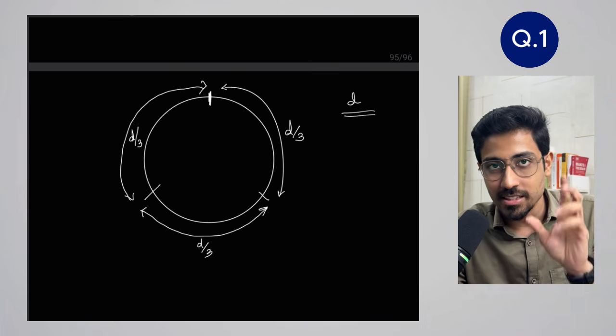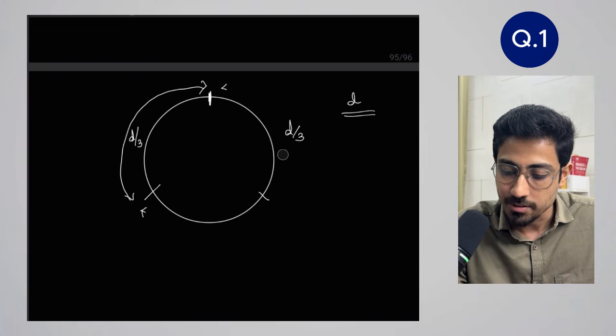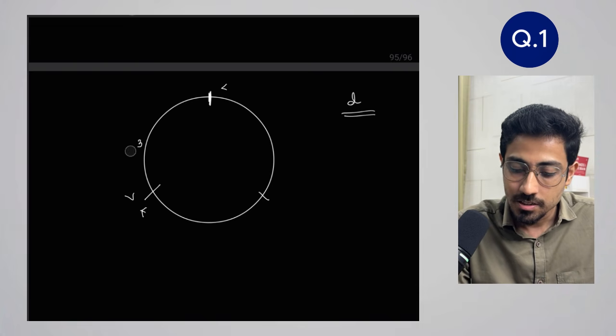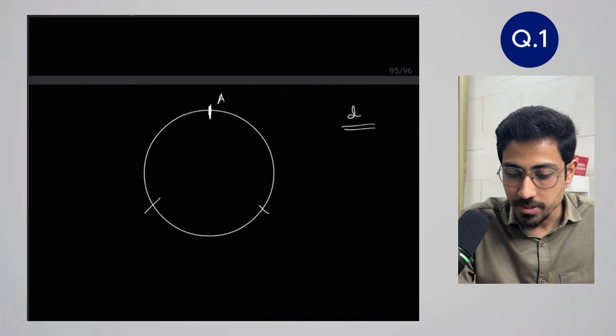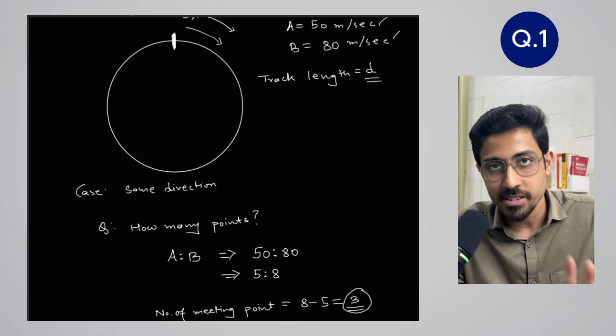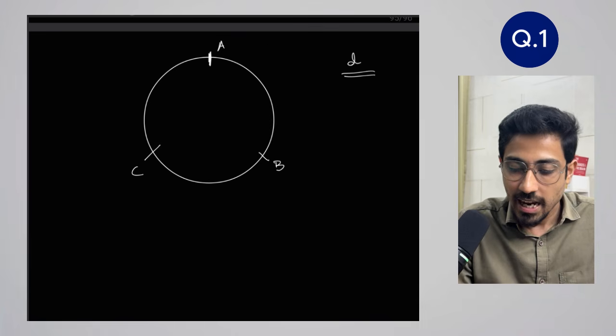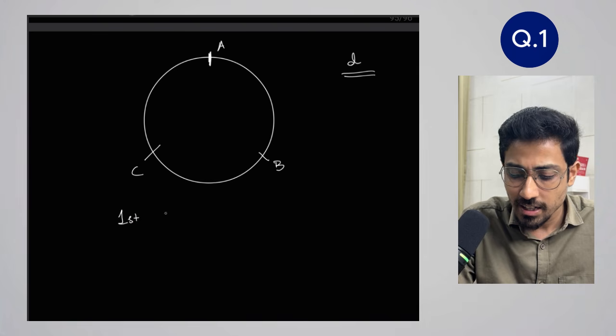Okay, they are dividing the circle into 3 equal parts. I hope this is clear. After this, now suppose what happens. Now I ask you, at which point, suppose these are 3 points, A, B, C. In this case, I'm coming back to my case, 50 meter per second, 80 meter per second speeds. I ask you, at which point do they first meet? Okay, or rather, I'll ask you all the points.